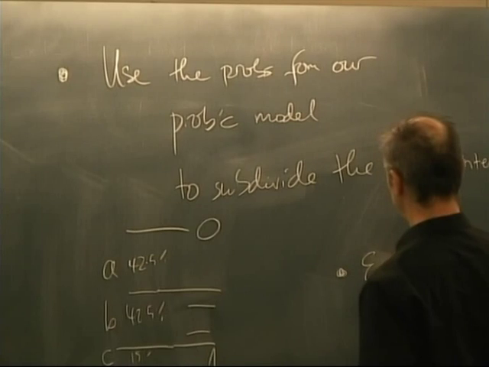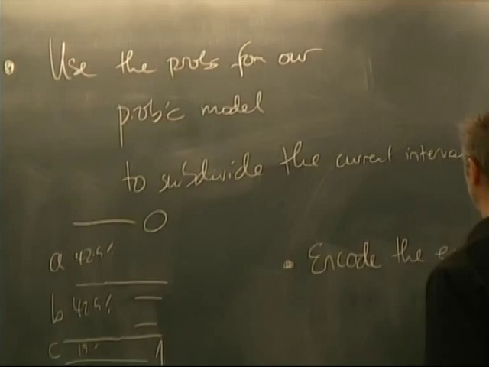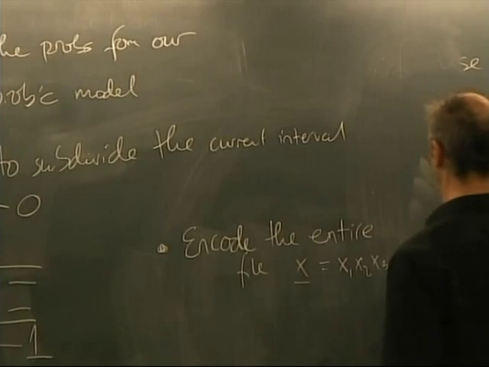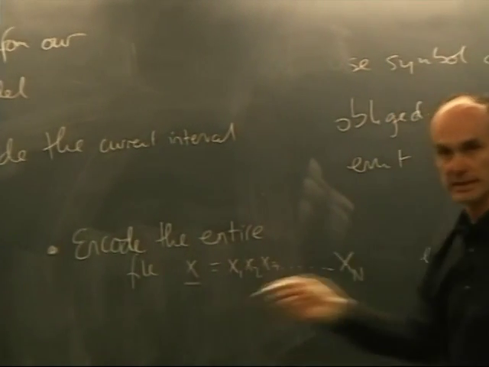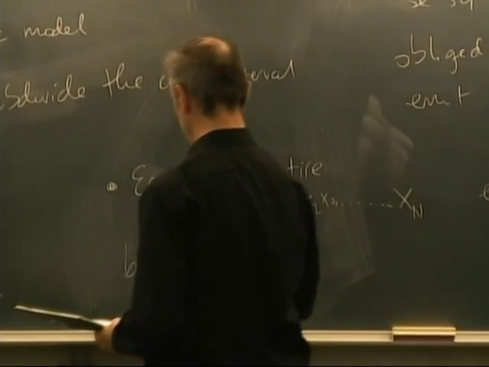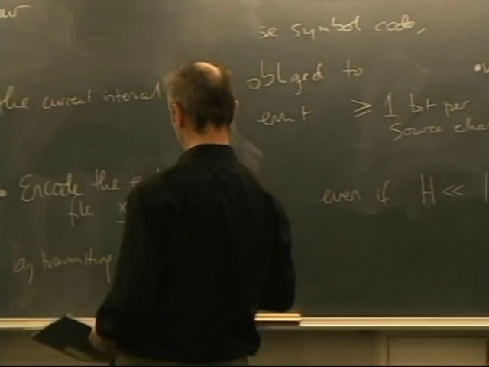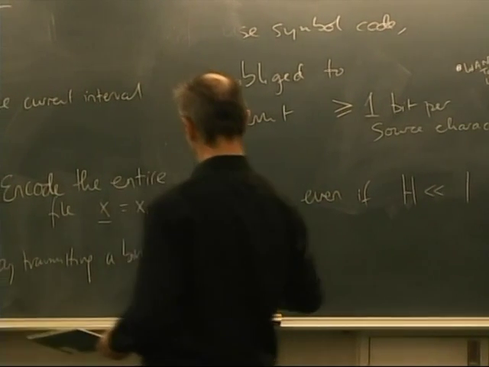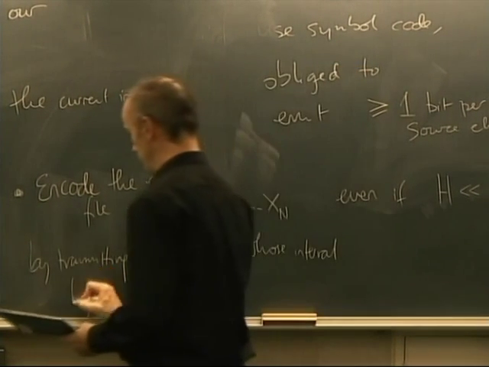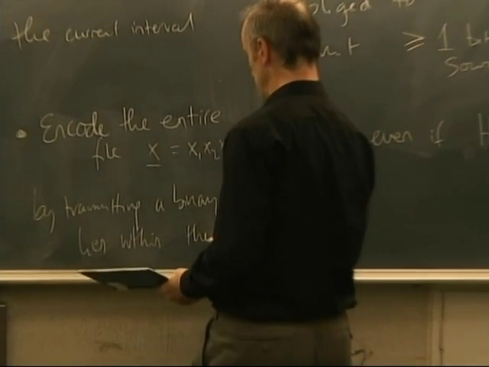we encode the entire file, not just one character, the whole file x, which is the first character, second, third, up to n, which could be millions of characters in length. We encode the entire file by transmitting a binary string whose interval lies within the source string's interval.